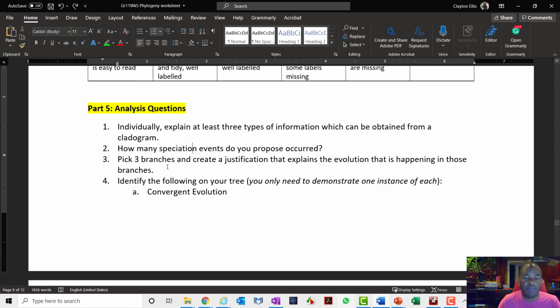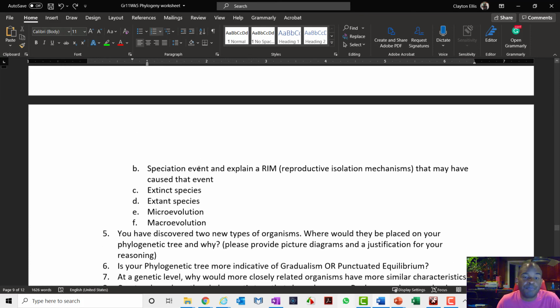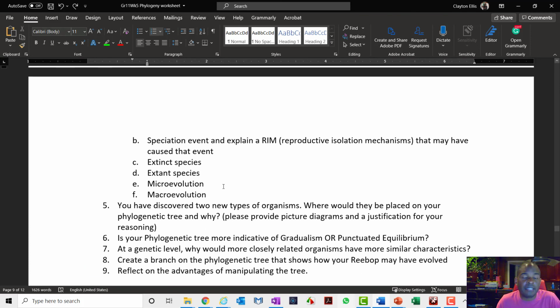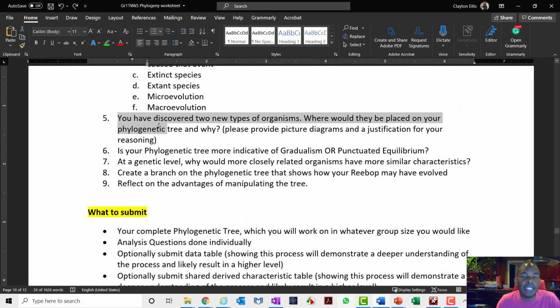You must pick any 3 branches and tell me that the knife ended up getting more serrated edges that allowed it to better dig into the ground, and it ended up becoming a screw shape. Or the screw went from being small to being larger so that it could go more quickly into the ground or something like that. Identify on your phylogenetic tree a convergent evolution. So do you understand the concept? Speciation event, extinct, extant, micro, and macro evolution. So I'm looking for all those things on your tree. You're going to find any 2 other organisms that you deem appropriate. Is your tree representative of gradualism or punctuated equilibrium?